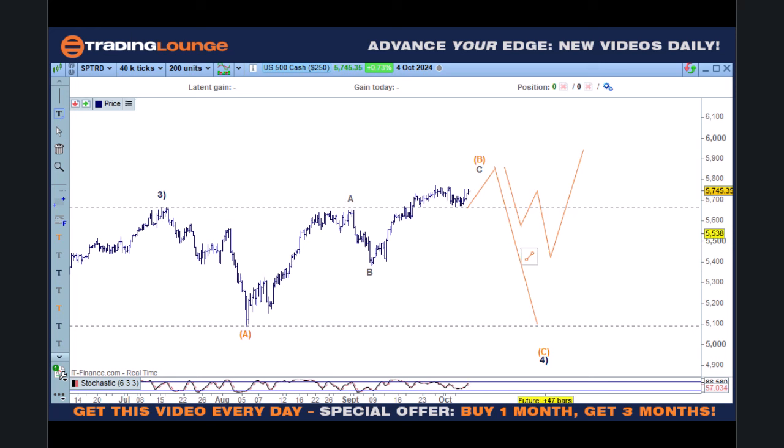But what would be the bearish implications? The bearish implications would bring this one into play. So as always, when we get into situations like this, it's always step by step.